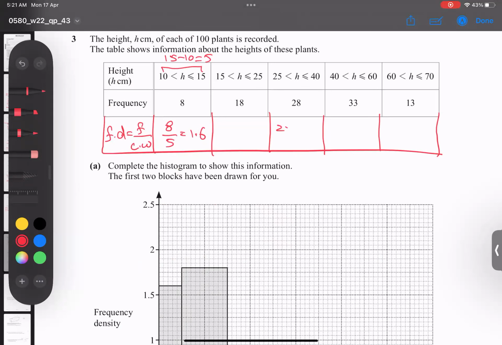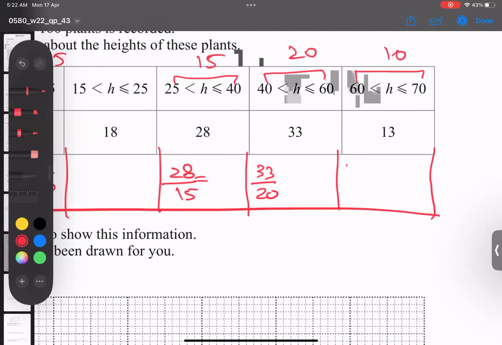So what is the third column? 28. And what is 40 minus 25? 15 gap. What is 60 minus 40? 20 gap. 70 minus 60, 10 gap. So 28 by 15 comes from here. And for this frequency, 33, and class width is 20. So 33 by 20. You're getting frequency 13 and class width 10. So this is 1.3 for sure.